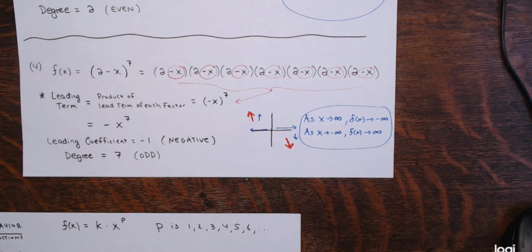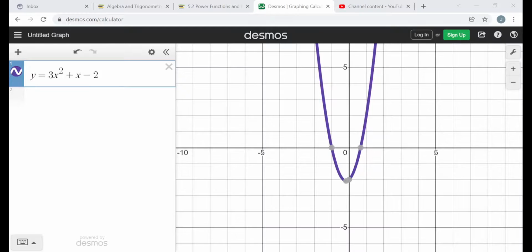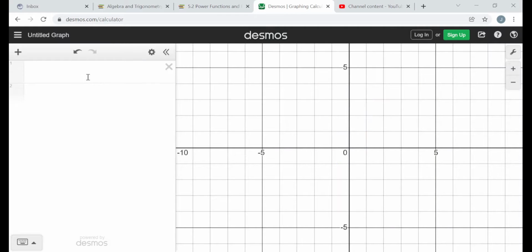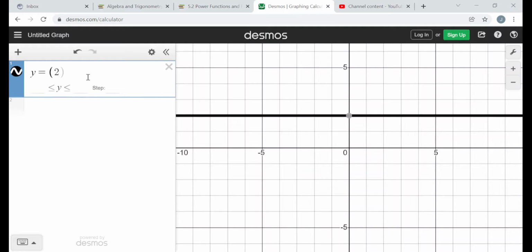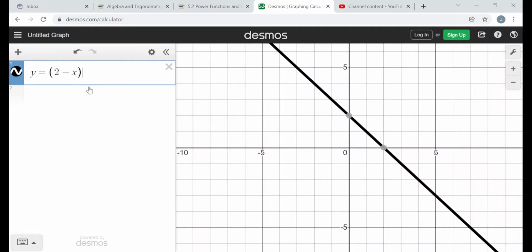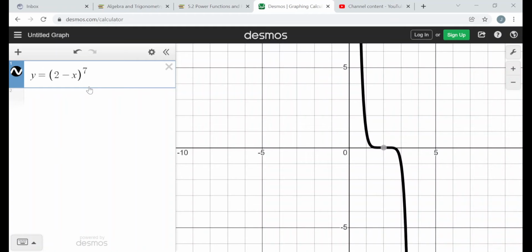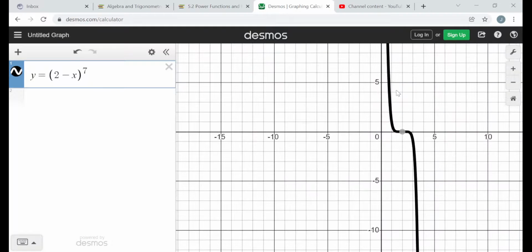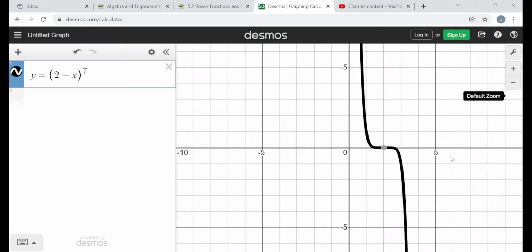I'll enter this function in my graphing calculator, that Desmos site. So again, instead of f of x, I'm just going y equals, and then we have the quantity 2 minus x to the 7th power. And look at that. See, up to the left, down to the right. It's got the same end behavior that I described after finding that leading term.